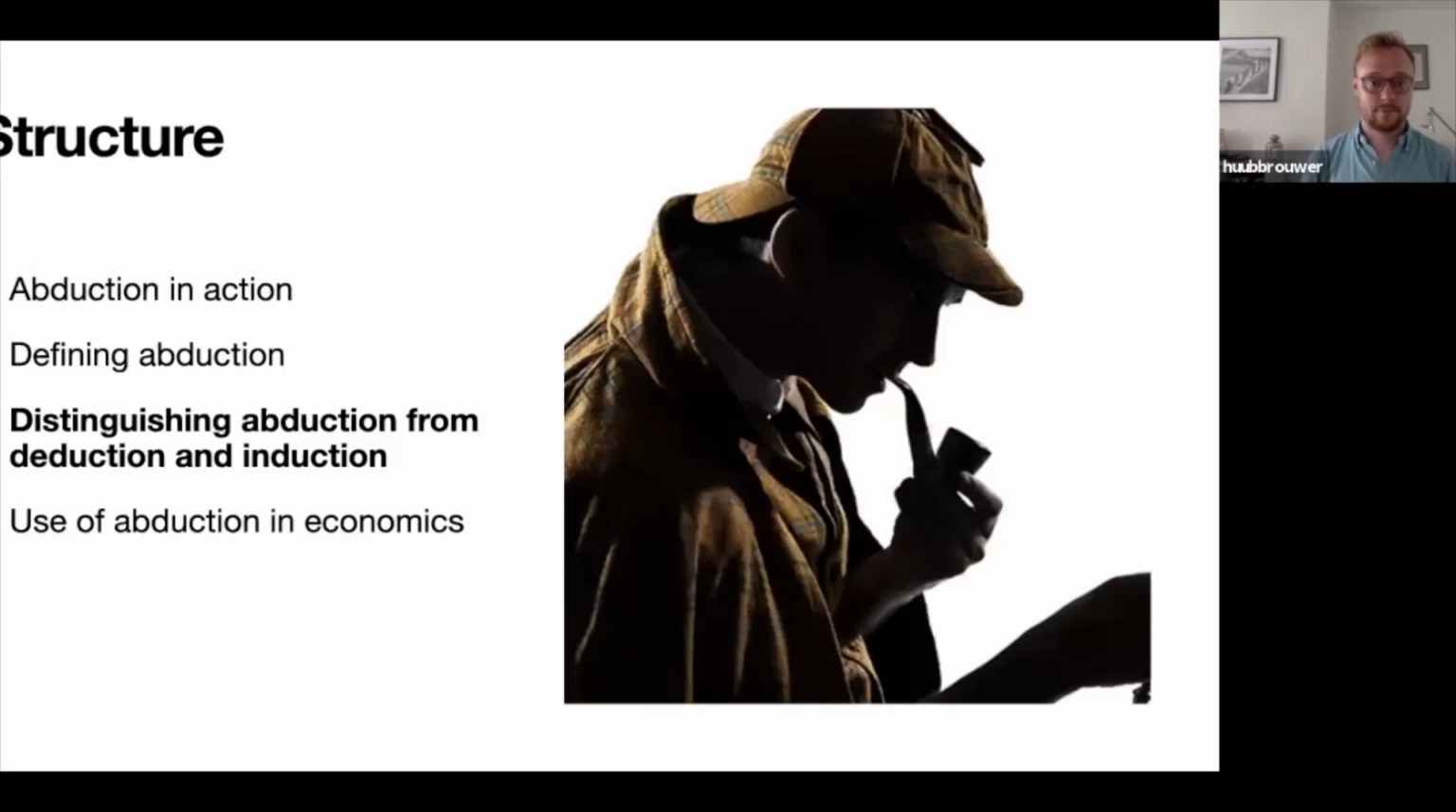Now, so far so good. But then we get to the bit where, why does Holmes call it deduction? And why do I think that he's actually using abduction? And how are both of these methods different from induction? And that's what we'll discuss now.